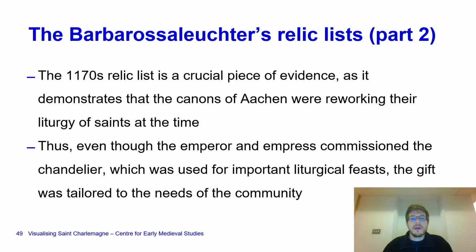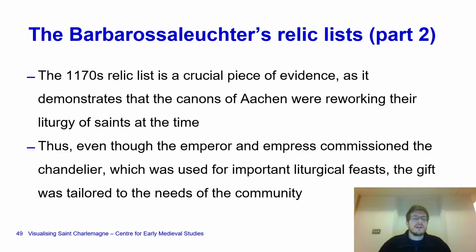This is a problem because the saints' reliefs have actually been lost. However, the 1170s relic list is a crucial piece of evidence as it demonstrates that the canons of Aachen were reworking their liturgy of saints at the time. This was necessary because one of their favorite patrons had suddenly become a saint, and that is Charlemagne. So suddenly a big part of their liturgy, which was the commemorative service for Charlemagne, their founder, had become obsolete, and they had to change it for the cult of Saint Charlemagne.